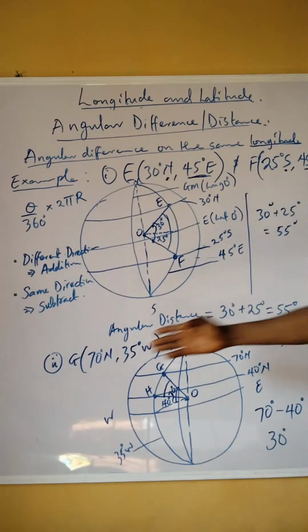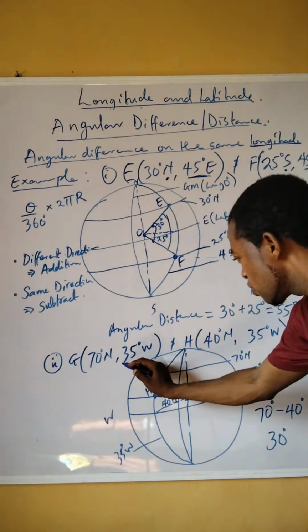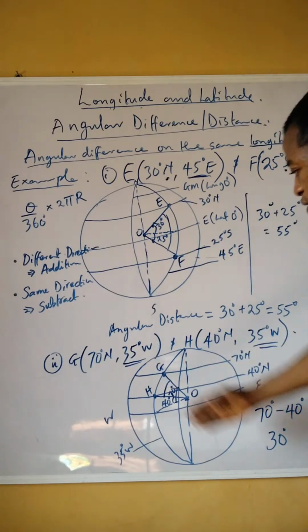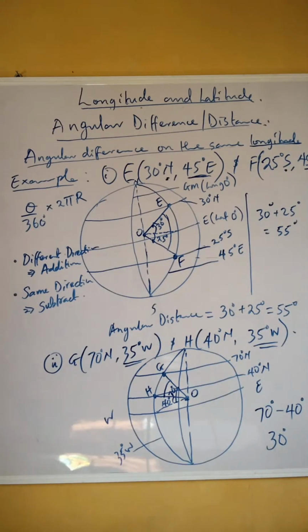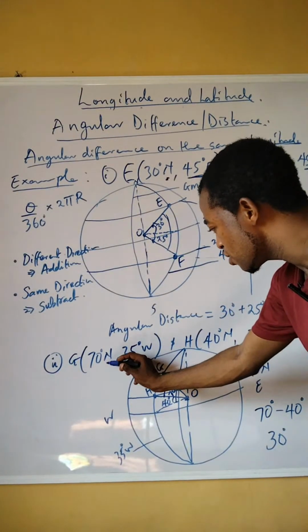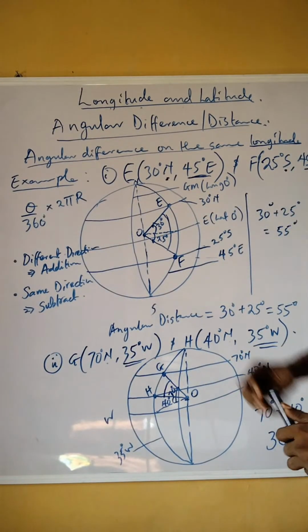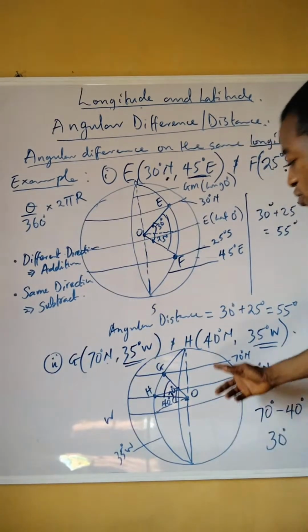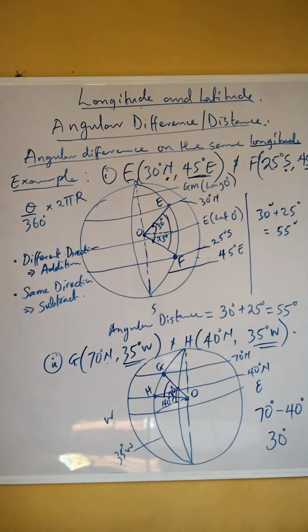You see, the second example given here, they also are on the same longitude. Yes, established. They have 35 degrees west, 35 degrees west. Now, we consider the latitude for the angular distance. And you can see that this is on the north, this is also on the north. So they are in the same direction. Same direction, now we subtract. That's why we have 70 degrees minus 40 degrees. So that is how we handle angular distance on the same longitude.